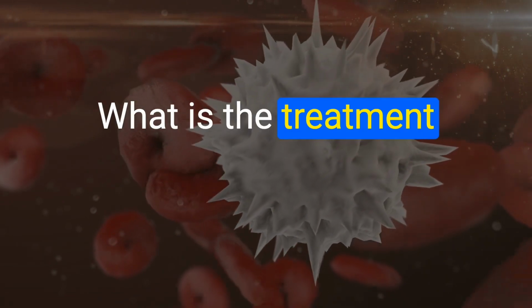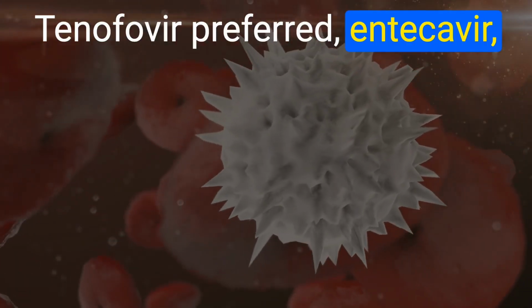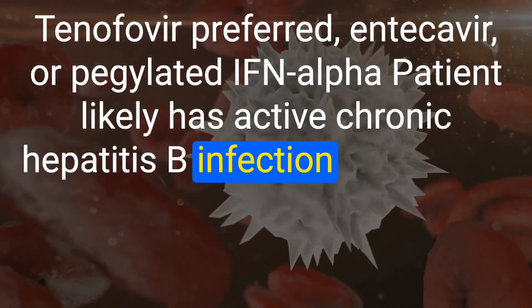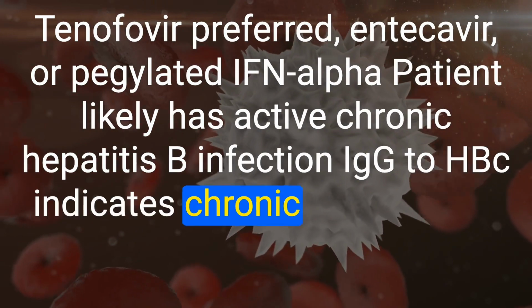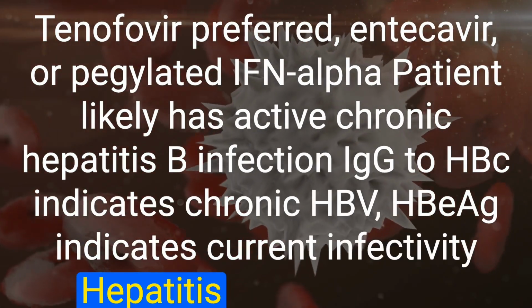134. What is the treatment for a patient with the following lab values? Tenofovir preferred, entecavir, or pegylated IFN-alpha. Patient likely has active chronic hepatitis B infection. IgG to HBc indicates chronic HBV. HBeAg indicates current infectivity.